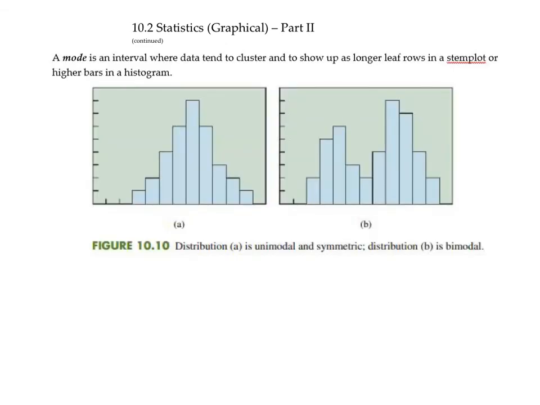So again, looking for intervals where the data tend to cluster, we can see there's exactly one of those in 10.10a, but there appear to be two separate clusterings in 10.10b. We would say that the data in 10.10a is symmetric because if we put a vertical line at the highest point and flip the graph over it, it wouldn't change much. It has symmetry about the middle line.